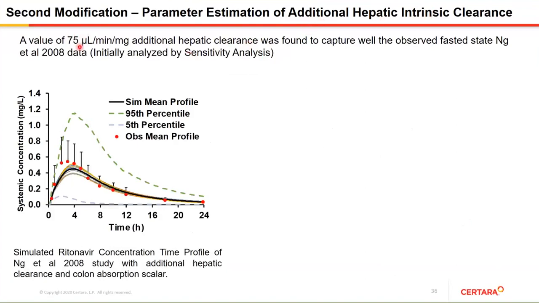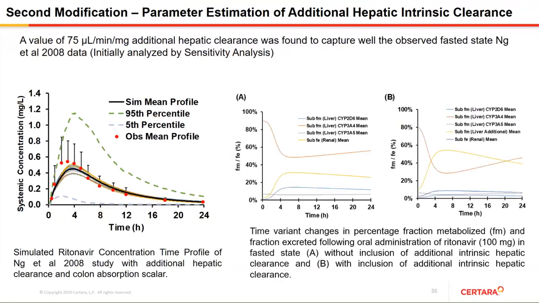So we did a sensitivity analysis and we found that this 75 microliter per minute per mg additional clearance was found to explain the observed data. So we were able to fit or simulate the steady state profile of ritonavir following single dose administration of 100 milligram. And you can see here that this additional clearance mechanism is actually important.